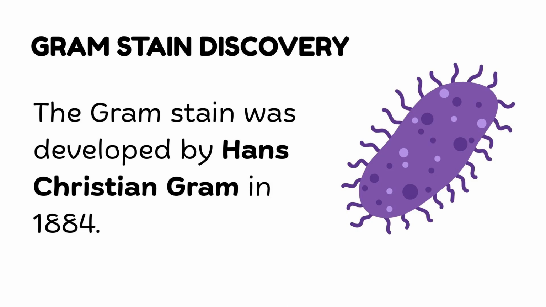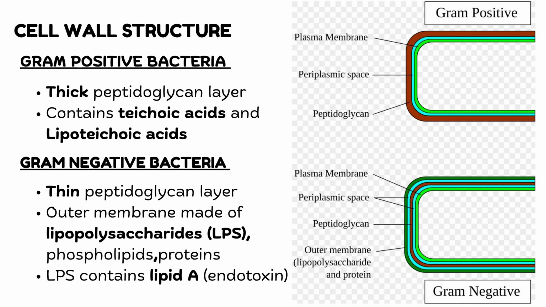The Gram stain was developed by Hans Christian Gram in 1884. He noticed that some bacteria retained a purple dye while others did not. This simple observation became one of the most important tools in microbiology, and we still use it today. Based on the cell wall structure, bacteria can be classified into two broad groups, gram-positive bacteria and gram-negative bacteria.